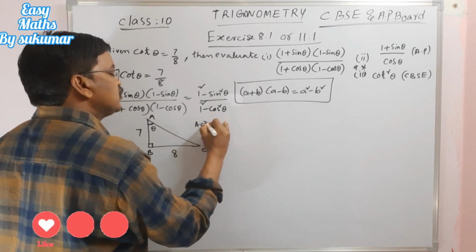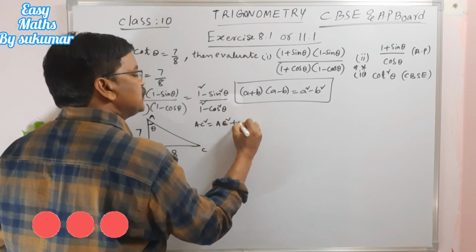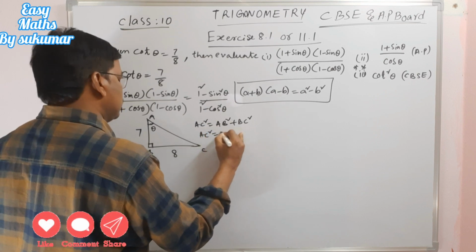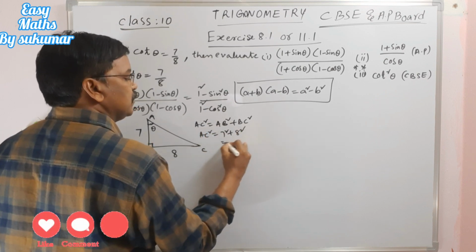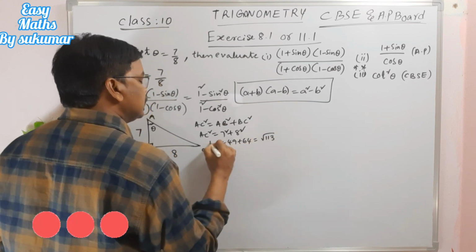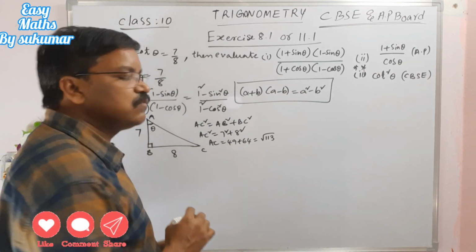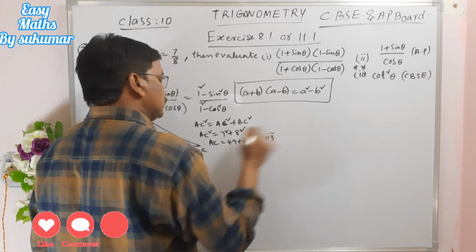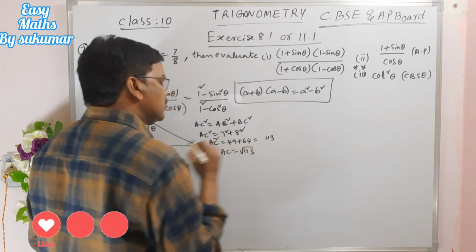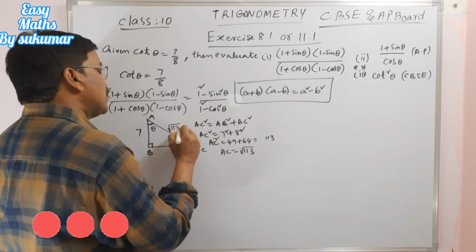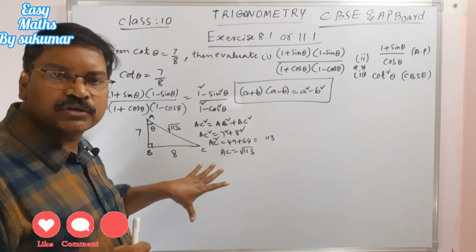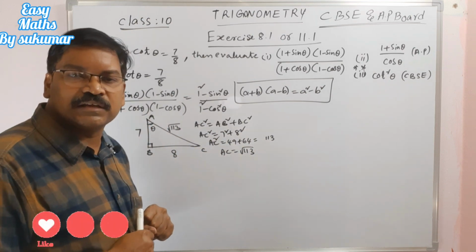That means AC square is equal to AB square plus BC square. So here AC square is unknown. So AC square is equal to 7 square plus 8 square. That is 49 plus 64. This is equal to 113. So AC is equal to square root of 113. So this value, the hypotenuse, is root 113. So we just used Pythagoras theorem to find this third side of this triangle ABC.